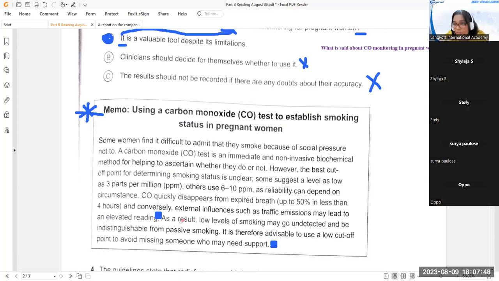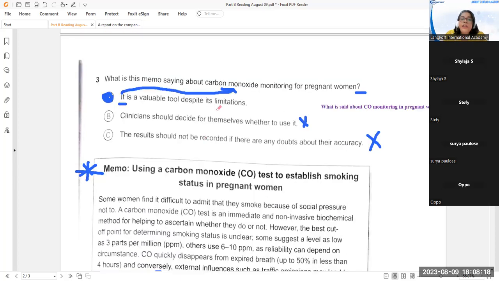It's difficult to differentiate. Because of all this, it's always good to keep a low cutoff point, not a high cutoff point, because we cannot exactly pinpoint the cause. It can be from traffic emission, it can be from smoking, or sometimes CO will disappear quickly from the body, meaning only a little CO will be in the system. So it's always better to keep a low cutoff point, a low danger point for the CO test.